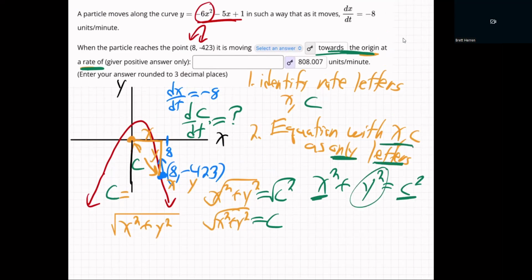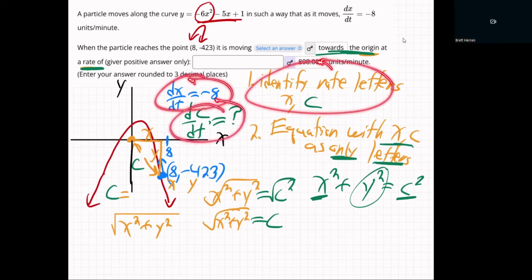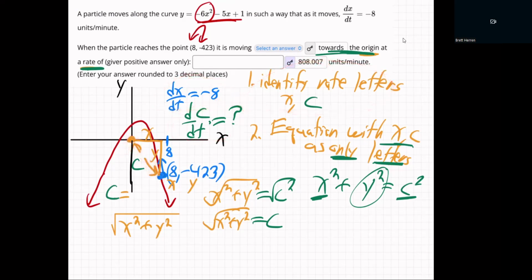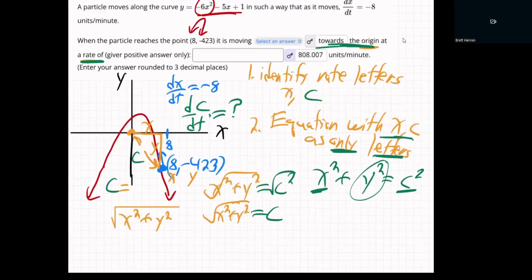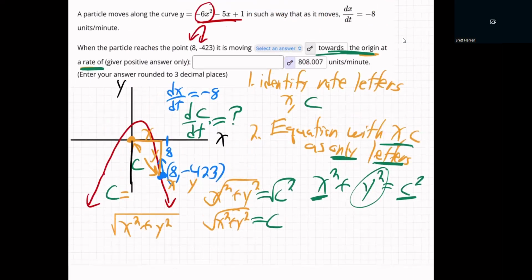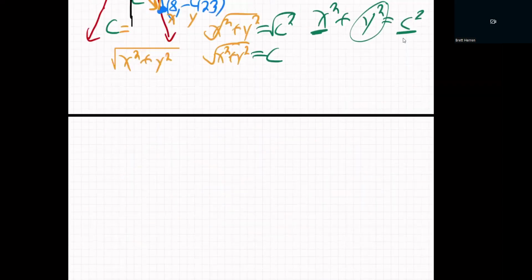That's really important. That's why on step one, I identify the rate letters, because I got to know the ones I need. I need to have them and nothing else, right? They give me dx dt and they ask me for dc dt, the distance, the right triangle from the point to the origin, right? So what am I going to do? Well, that's where I take this y and I plug it in right there. You see what's happened? It's getting a little complex, I know.